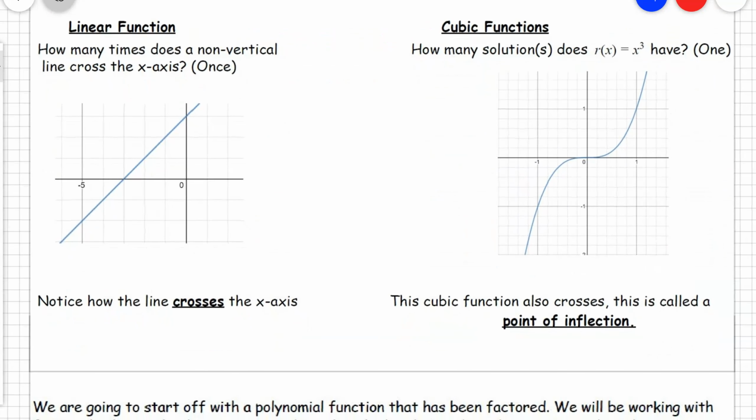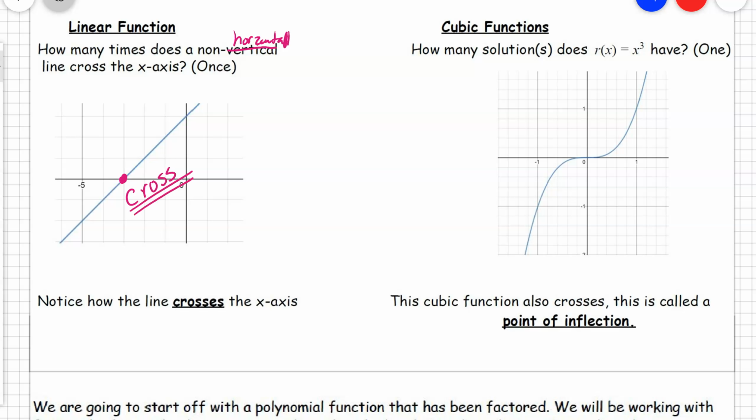Okay, so linear functions, how many times does a non-vertical line cross the x-axis? Okay, and that would be only once. I think that should say actually horizontal now that I'm looking at it. But I just noticed that. Notice that the line crosses the x-axis, so this would be a cross.